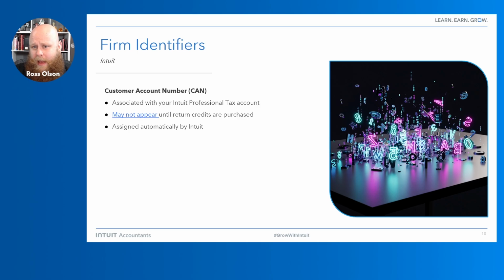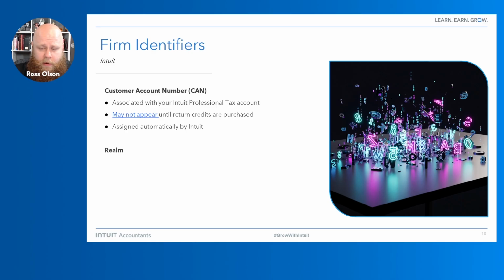If you're in ProConnect Tax now, maybe trying it out, but you haven't purchased anything, you might not see that customer account number yet. That's okay. There's no harm in that. Again, it's associated more to that purchase. When you've made the purchase, the credits, and the user access, you'll see that customer account number, and it's assigned by Intuit. So no one else, no other entity is giving you that particular number.